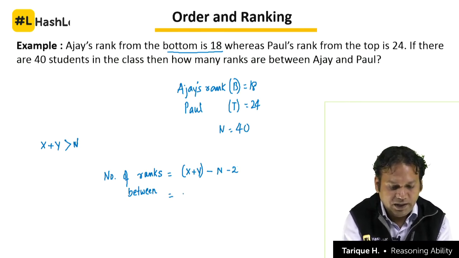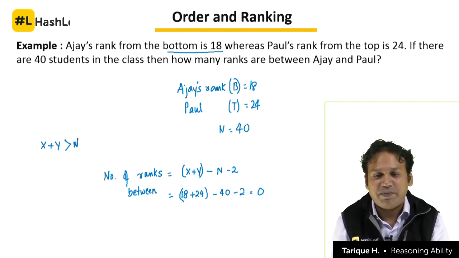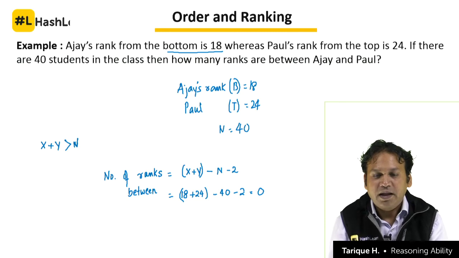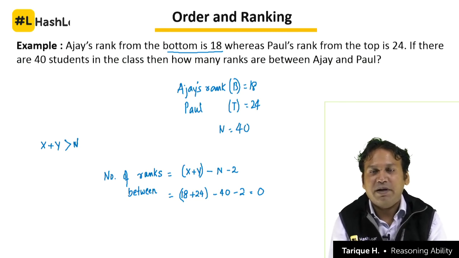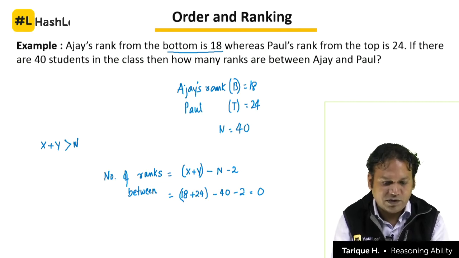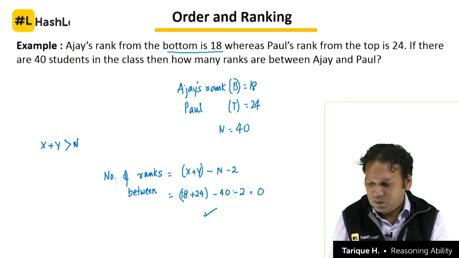So let us do it here. 18 plus 24, 42 minus 40 minus 2 equal to 0. That means there is no one ranked between them. The ranks of these two people are next to each other. That means if Ajay's rank from bottom is 18, then Paul's rank from the bottom will be 19. No gap between them. Okay, so that's how we have to understand and solve this question. So the number of ranks between them equals 0.